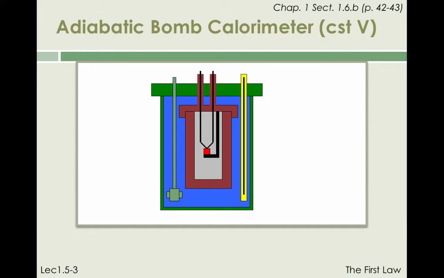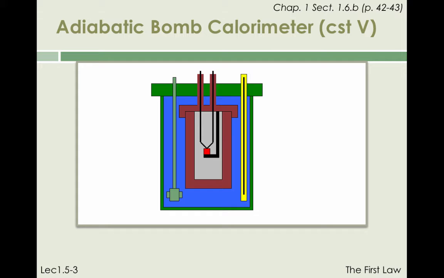Adiabatic bomb calorimetry is an old experimental technique derived from Antoine Lavoisier's 1782 ice calorimeter. This technique, still in use today, is very powerful and allows for the experimental determination of the heat released or absorbed by chemical reactions under constant volume conditions. So, technically, using an adiabatic bomb calorimeter, we will be able to determine the standard reaction energy change, delta RU standard, for a chemical reaction.